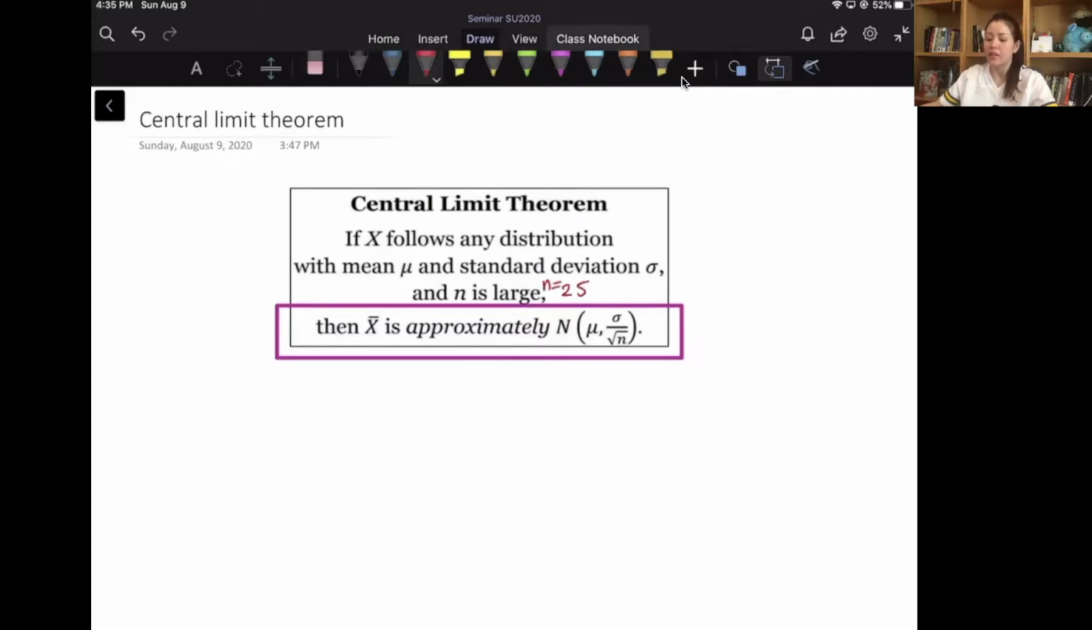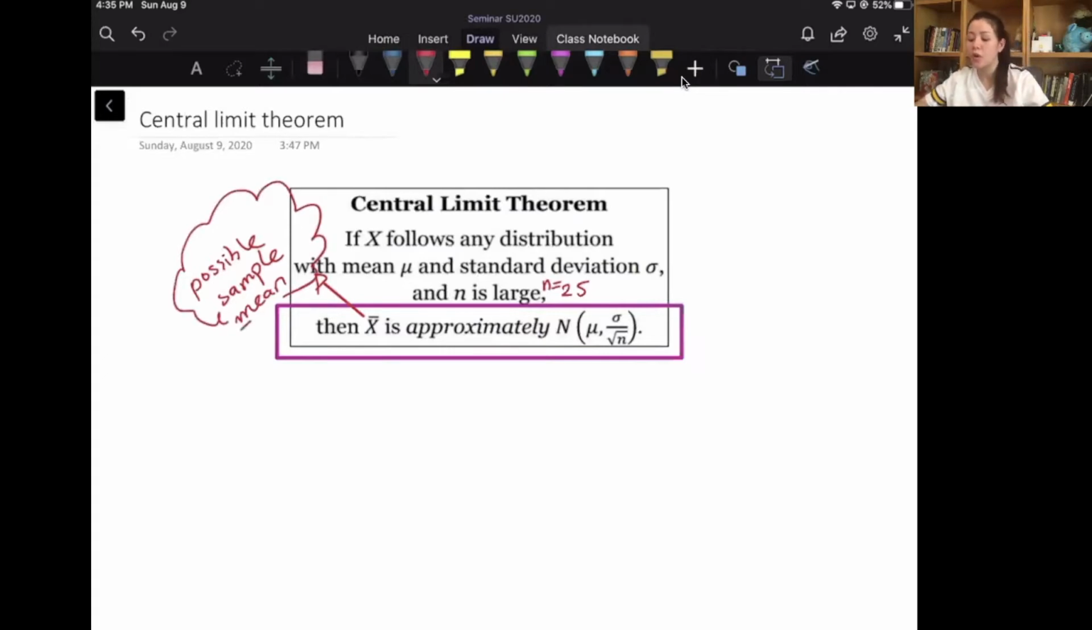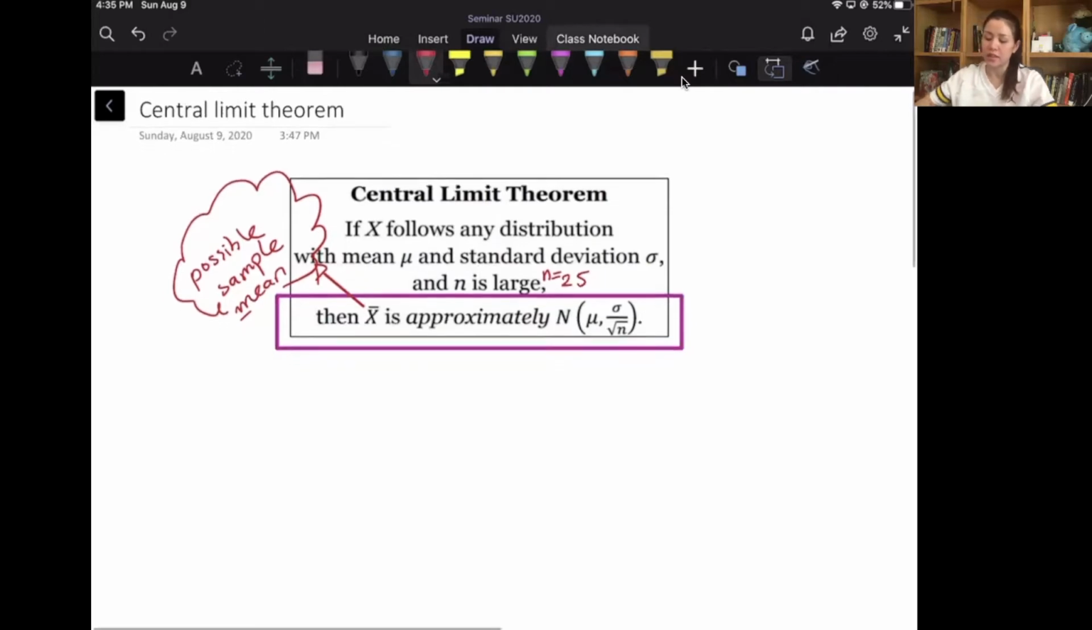Then the possible sample mean, this x bar here, is approximately normal with the same mean mu, and the standard deviation is equal to the population standard deviation sigma divided by the square root of the sample size n. So visually, it says this.